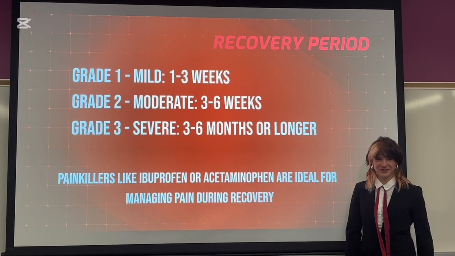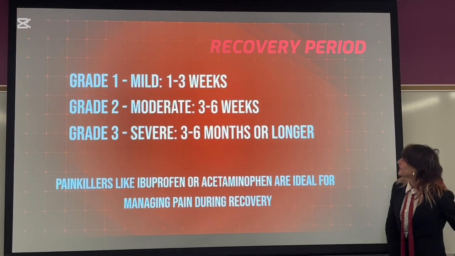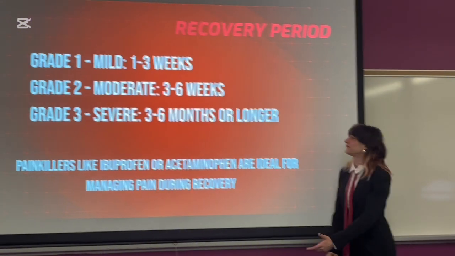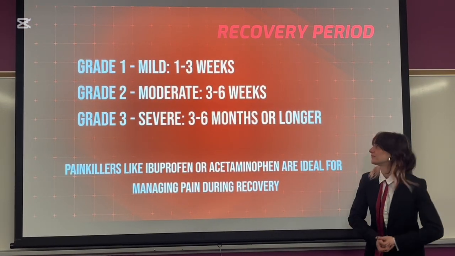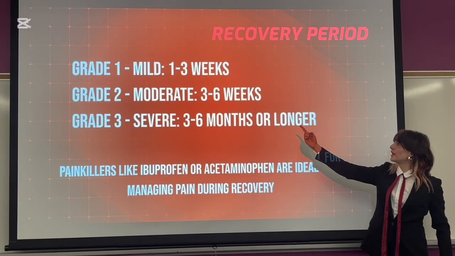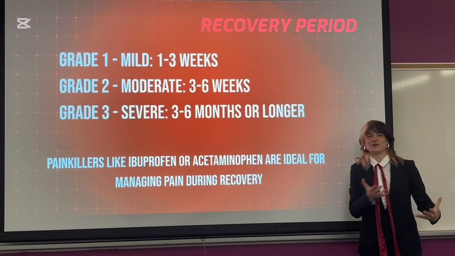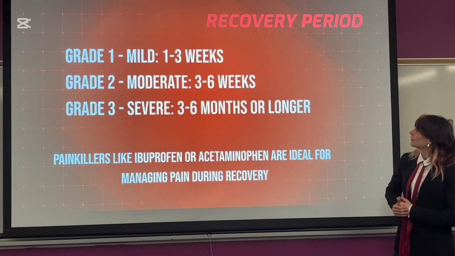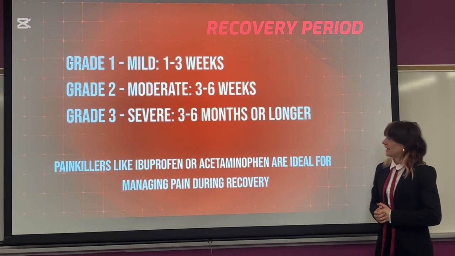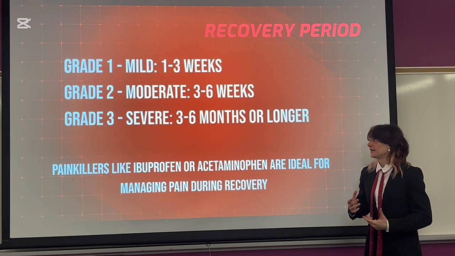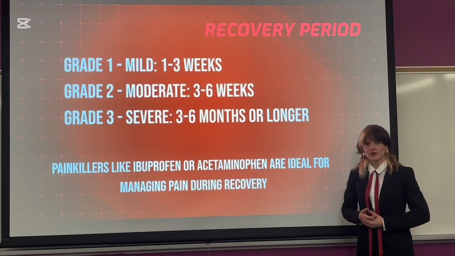As we know, there are 3 grades of sprains. The mild grade, grade 1, the moderate grade, grade 2, and the severe grade, grade 3. Recovery time is dependent on these 3 grades. For example, grade 1, mild sprain, takes 1 to 3 weeks to heal, if everything treatment-wise is going well. Grade 2, moderate, takes about 3 to 6 weeks to heal. And grade 3, or more severe sprains, take about 3 to 6 months or longer to heal.